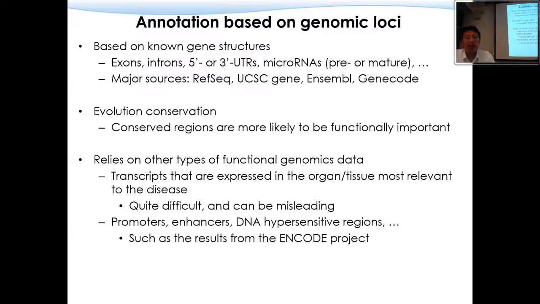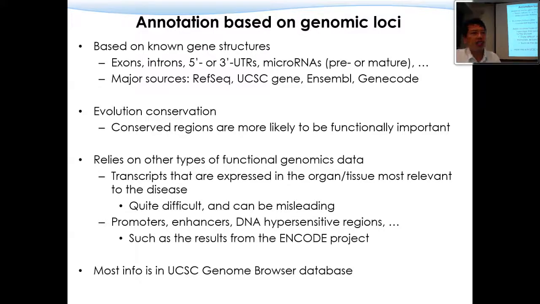And another level of information will be the promoter and enhancer and the DNA hypersensitivity regions. Those are the functional genomics regions that have been made available through various projects like ENCODE or the Epigenome Roadmap projects. And those can be very, very useful to help us, for example, to focus on the SNPs in the promoter regions. It sounds like a lot, but most of this information is actually available in the UCSC genome browser and in many different databases.